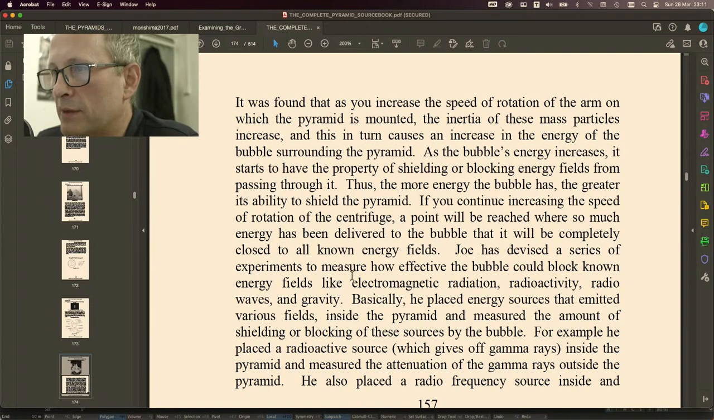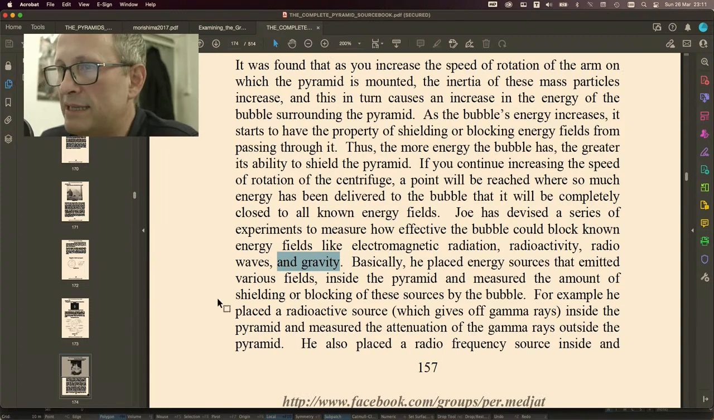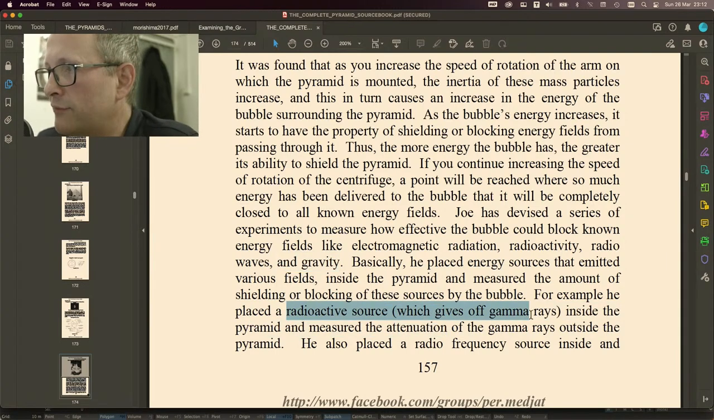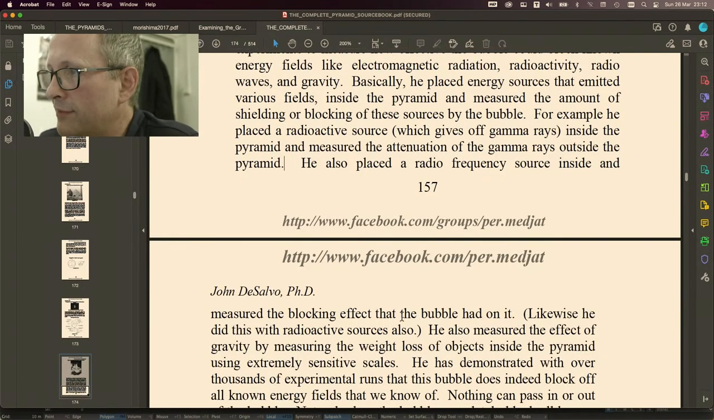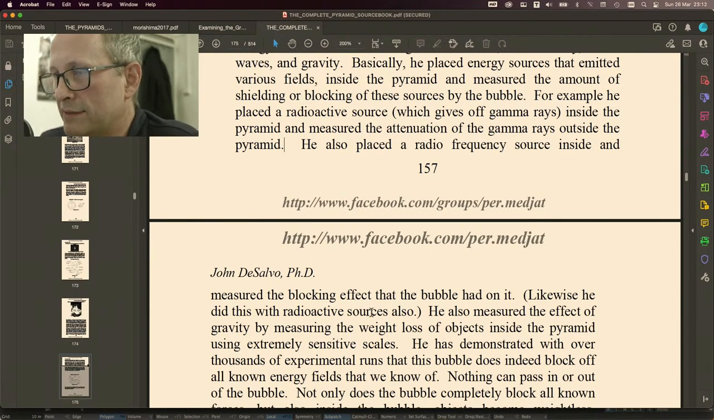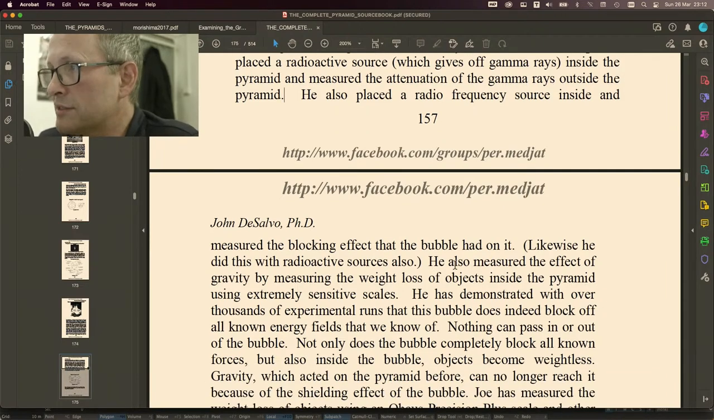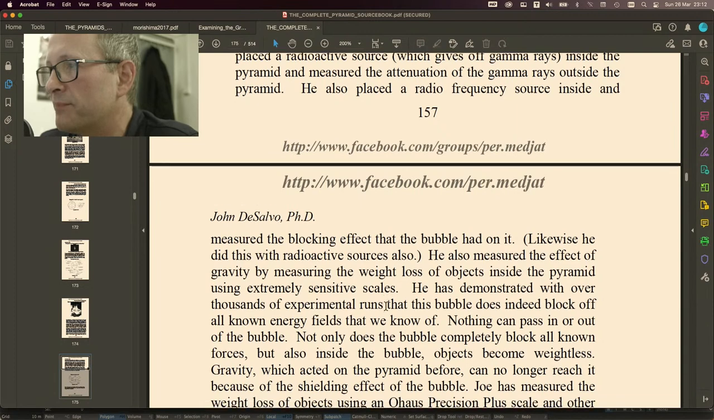Joe has devised a series of experiments to measure how effective the bubble could block known energy fields like electromagnetic radiation, radioactivity, radio waves, and gravity. Basically, he placed energy sources that emitted various fields inside the pyramid and measured the amount of shielding or blocking of these sources by the bubble. For example, he placed a radioactive source which gave off gamma rays inside the pyramid and measured the attenuation of the gamma rays outside the pyramid. He also placed a radio frequency source inside and measured the blocking effect that the bubble had on it. Likewise, he did this with radioactive sources also. Also, he measured the effect of gravity by measuring the weight loss of objects inside the pyramid using extremely sensitive scales.